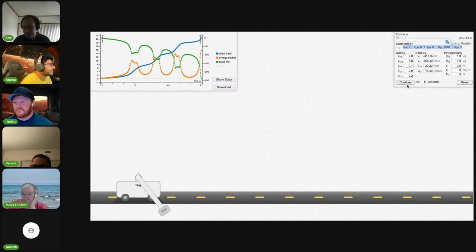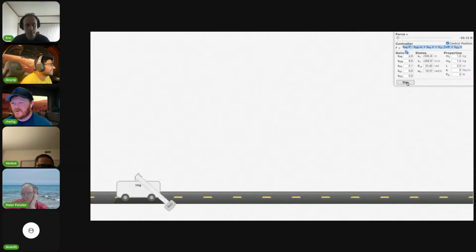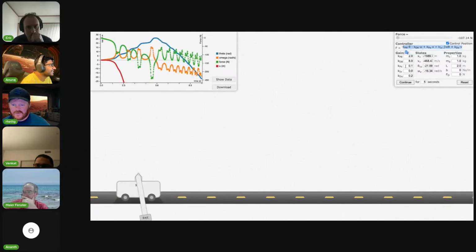Let me run the random simulation. And you can increase the simulation length. It's set to default at 5 seconds.